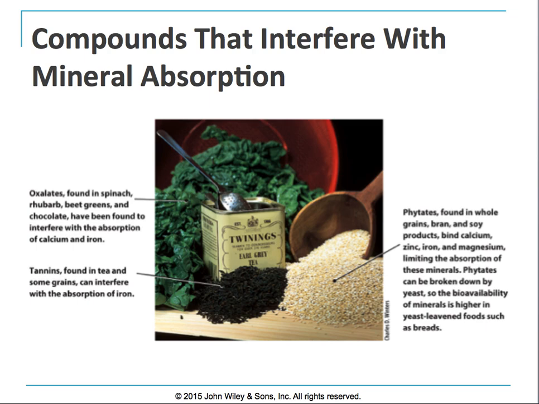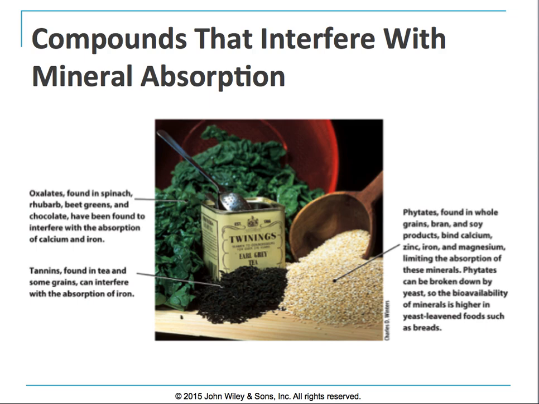Compounds that interfere with mineral absorption. This is interesting. It's certainly not exhaustive. There's lots of things that we could talk about here, but it's really just to give you an example and get you thinking about how minerals interact with other chemicals in our bodies. So the first, oxalates, are found in spinach, rhubarb, beet greens, and chocolate, and they've been found to interfere with the absorption of calcium and iron. So if you had a high concentration of oxalates from these foods, even if you were consuming foods that had calcium and iron in them, the oxalates might actually prevent your body from absorbing that calcium or iron.